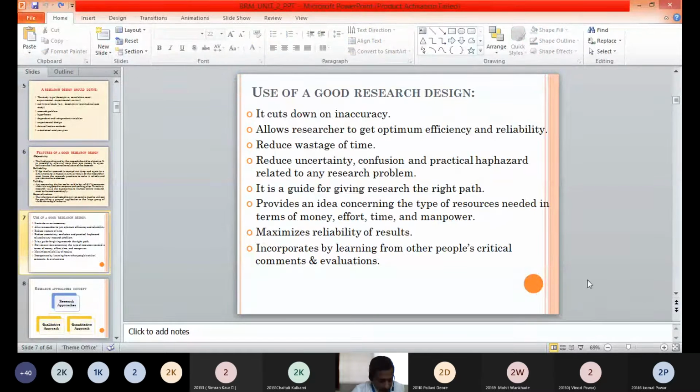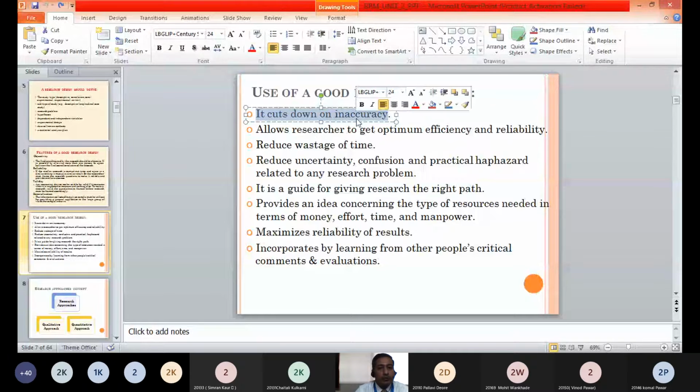So then, the use of a good research design. Once we have a good research design in place, how will it be of use to the researcher? First of all, it cuts down inaccuracy. Inaccuracy will be reduced. Your research will be more correct and more accurate. That is the first importance of research design.